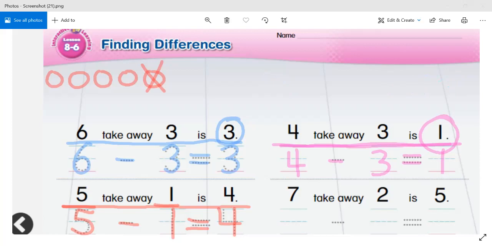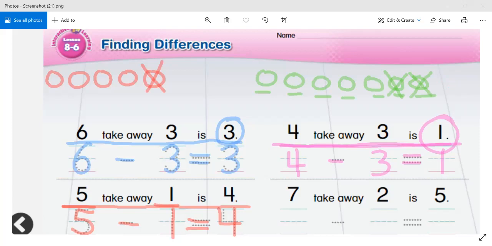Let's go to our last problem here. There are 7 firefighters. So I'm going to write 7 counters. We can count them. 1, 2, 3, 4, 5, 6, 7. 2 firefighters leave. So we can put an X to show that 2 leave. How many firefighters are left?